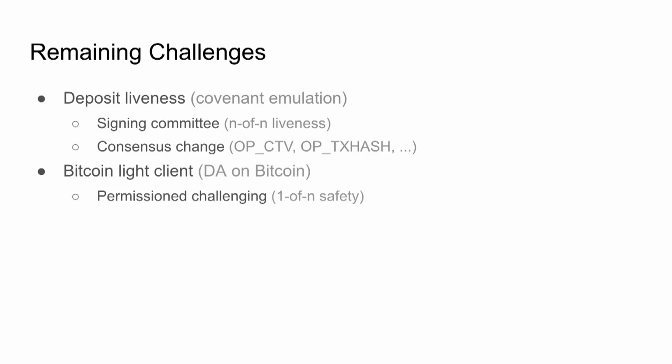And we have a few solutions for that. One is permissioned challenging. However, that reduces the one-of-n assumption for safety again, which is, of course, unfortunate, and that's why we don't use it. We came up with a light client that enables permissionless challenging. That's also in the paper. The drawback of that is it requires periodic commitments, so the operator needs to make commitments every 2 weeks.